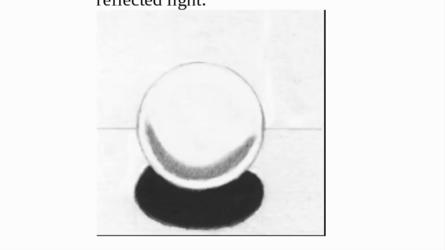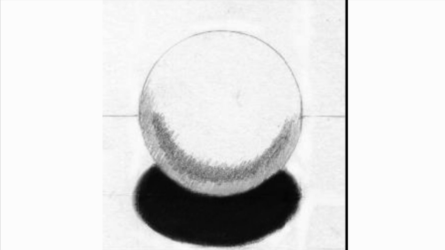Step 4. Using your 2B pencil, we're going to draw the shadow. Do shading strokes around the ball, and remember to leave some space below it for our reflected light. Step 5. Next is the reflected light. Use the F pencil, apply shading strokes below the shadow, same as you did in step 4.